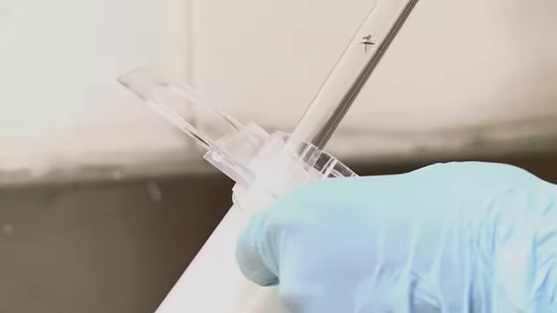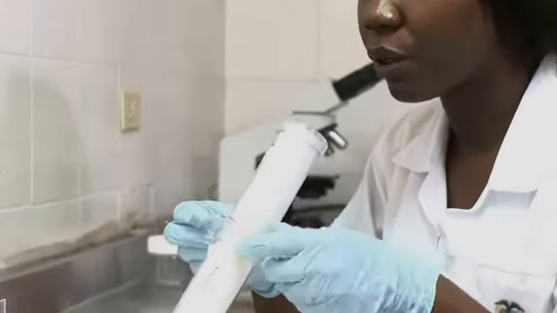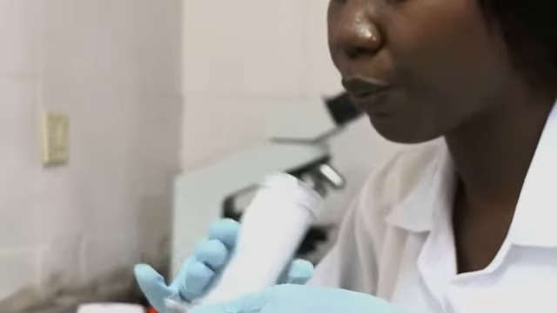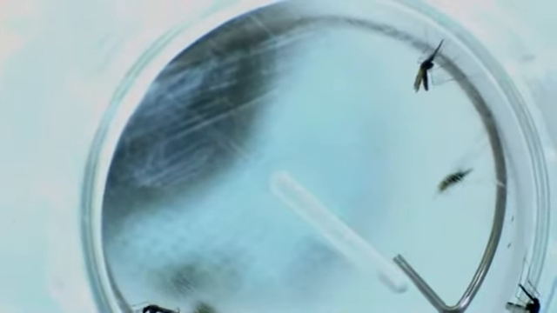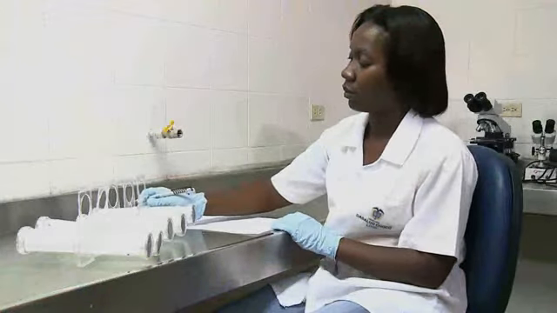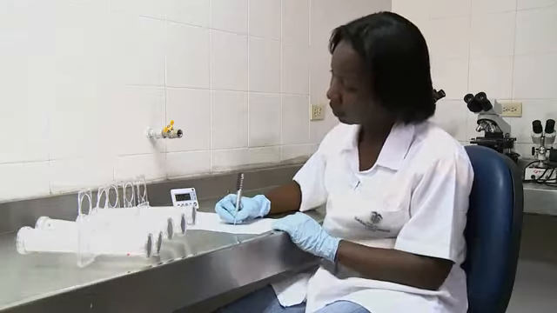Using an aspirator, transfer 20 to 25 mosquitoes to the resting tubes. Then transfer the mosquitoes from the resting tubes to the exposure tubes. Exposure time is 1 hour for all insecticides, with the exception of phenitrathion, which is 2 hours. For pyrethroids, count mosquito mortality, or the number of mosquitoes knocked down, every 15 minutes during the hour of exposure time.